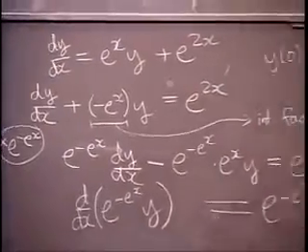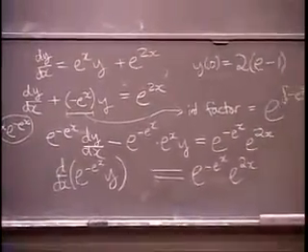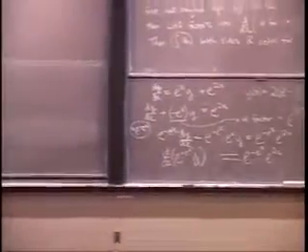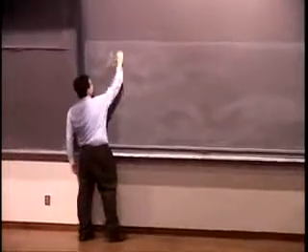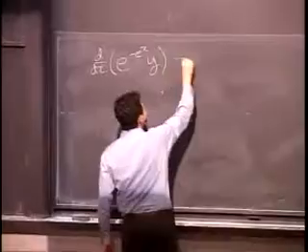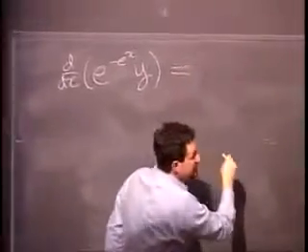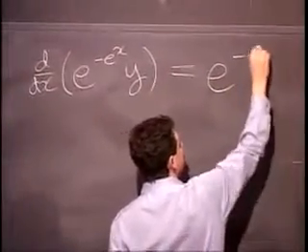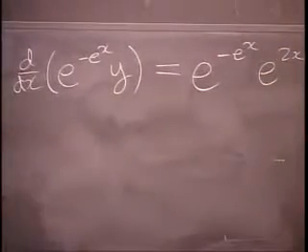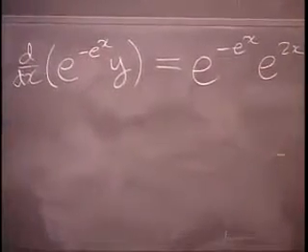All right, well, we've still got to finish the problem. So let's, for my sake at least, rewrite that bottom line here: d/dx of e^(-e^x) times y equals e^(-e^x) times e^(2x). Okay, so the next thing to do is integrate both sides dx.